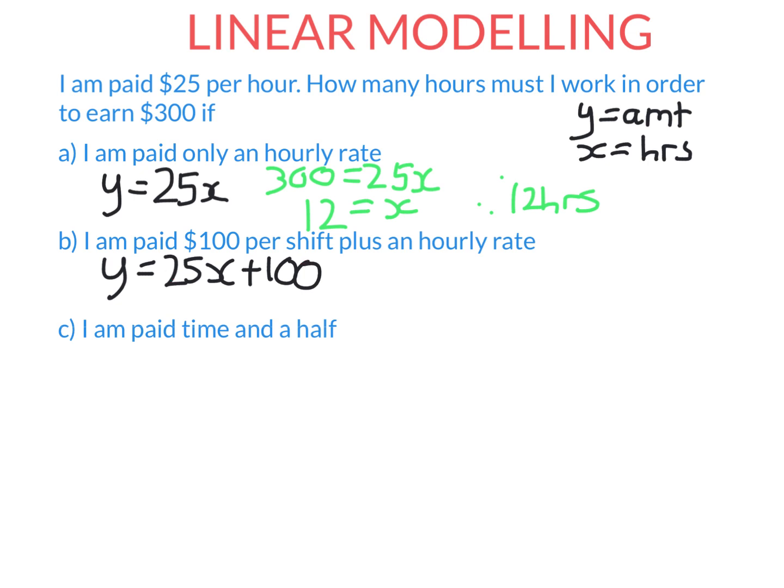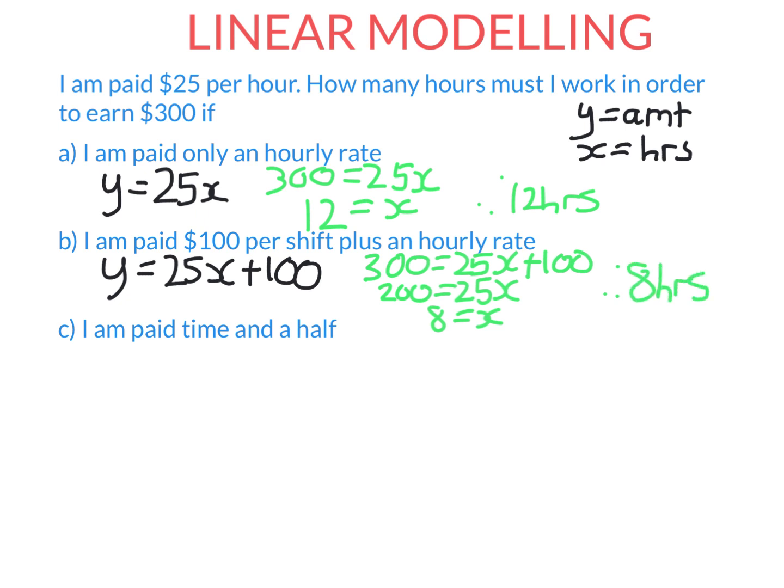So again, to figure out for how many hours I must work, I just take my equation and I substitute y for 300. I now have one equation with one variable. You know how to solve this. We subtract 100 from both sides, and then we divide by 25. I get 8 equals x. So that means under this arrangement, I would have to work for 8 hours. 8 times $25 per hour plus 100 gives me $300.